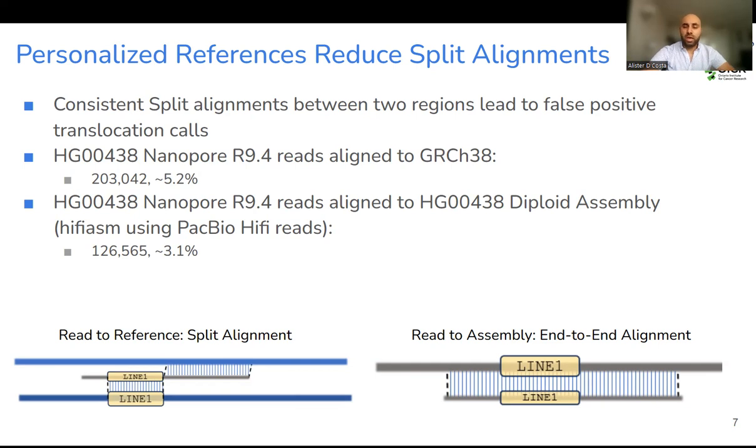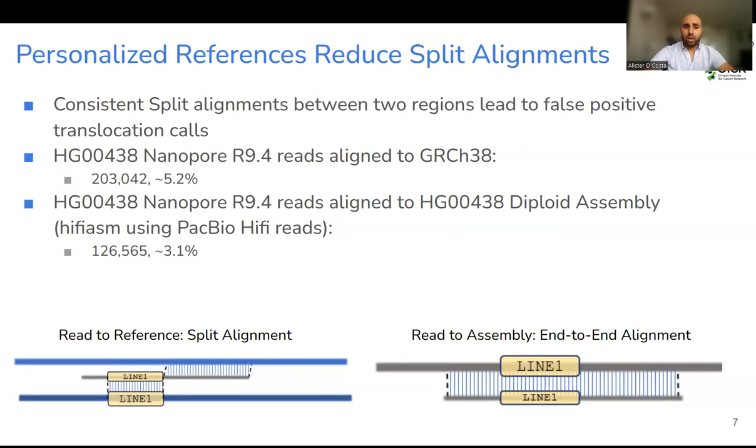We used reads from the HPRC, the Human Pangenome Reference Consortium, specifically from sample HG00438. They generated some nanopore R9.4 reads, and we aligned these to GRCh38 as well as to the diploid assembly of the sample HG00438 that they had generated using hifiasm and PacBio HiFi reads. When we aligned these reads to GRCh38, we got about 203,000 reads that had possible split alignments. That is, they had multiple high-quality alignments to different regions of the chromosomes.